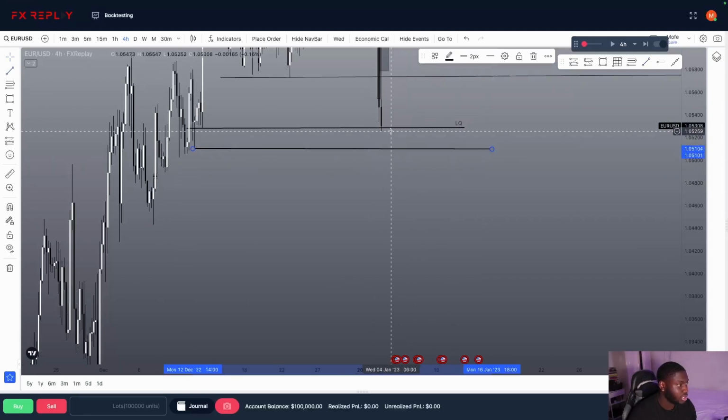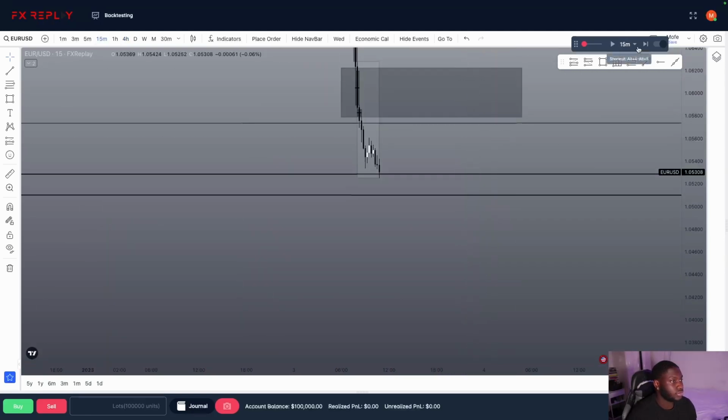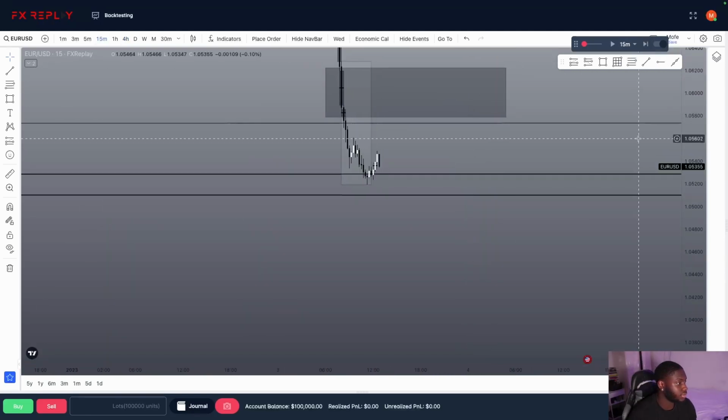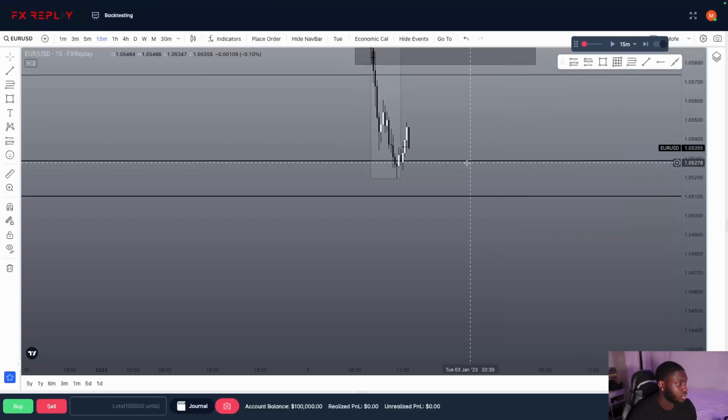These are my two areas of interest. If I want to take sells, I want to take sells down to here. If I want to take buys, I want to see price sweep this liquidity and give me a choke to the upside. So let's see what's going to happen. Okay, we do get a mini choke here on the M5, I believe.